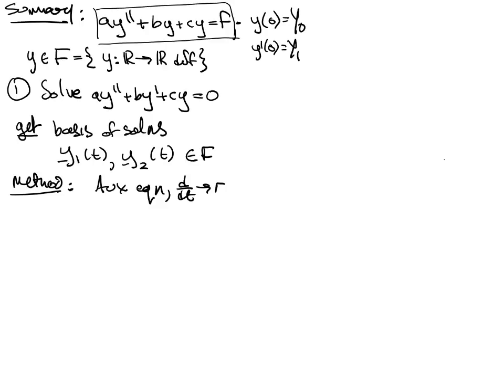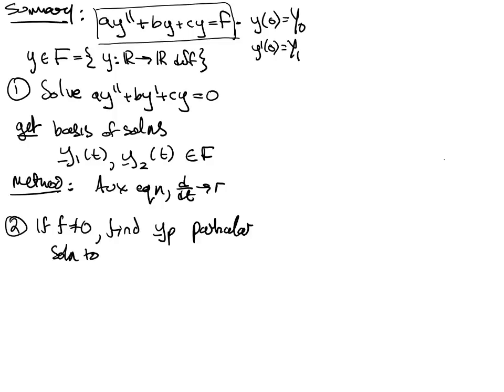Okay. The second step was, what do you do when it is inhomogeneous? So if f is not equal to 0, find some particular solution, just find one to the inhomogeneous equation. And the method here was the method of undetermined coefficients.